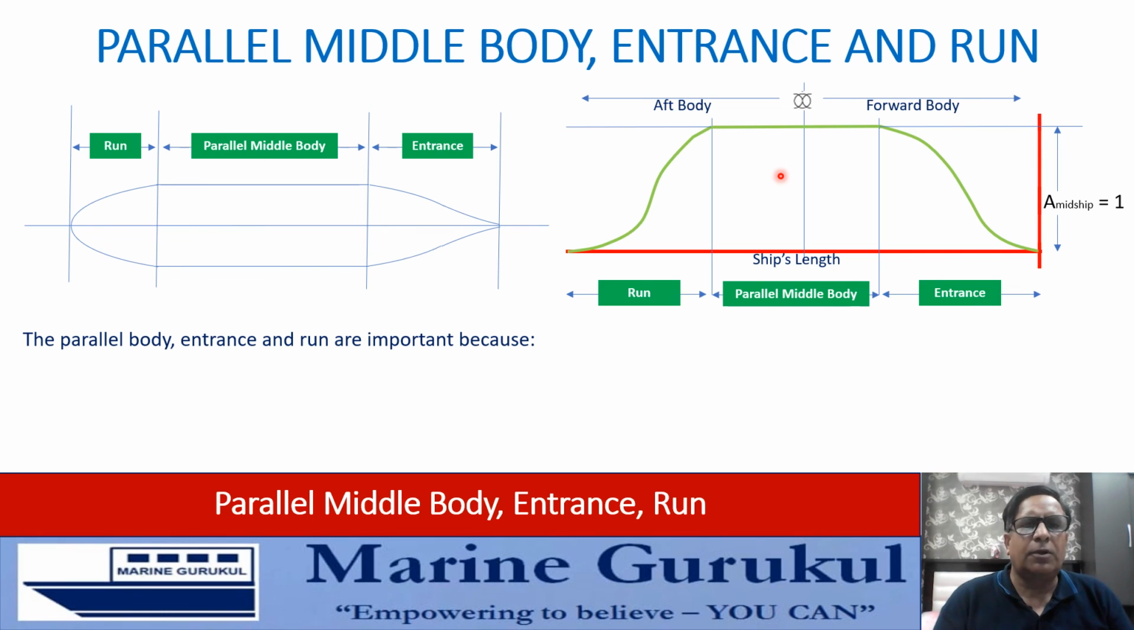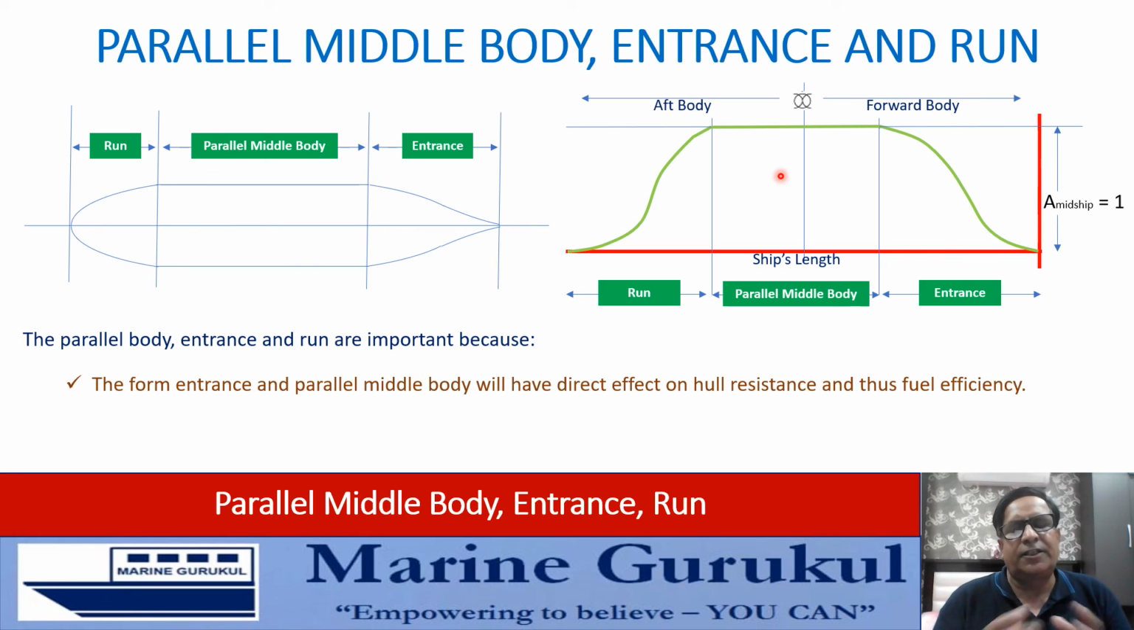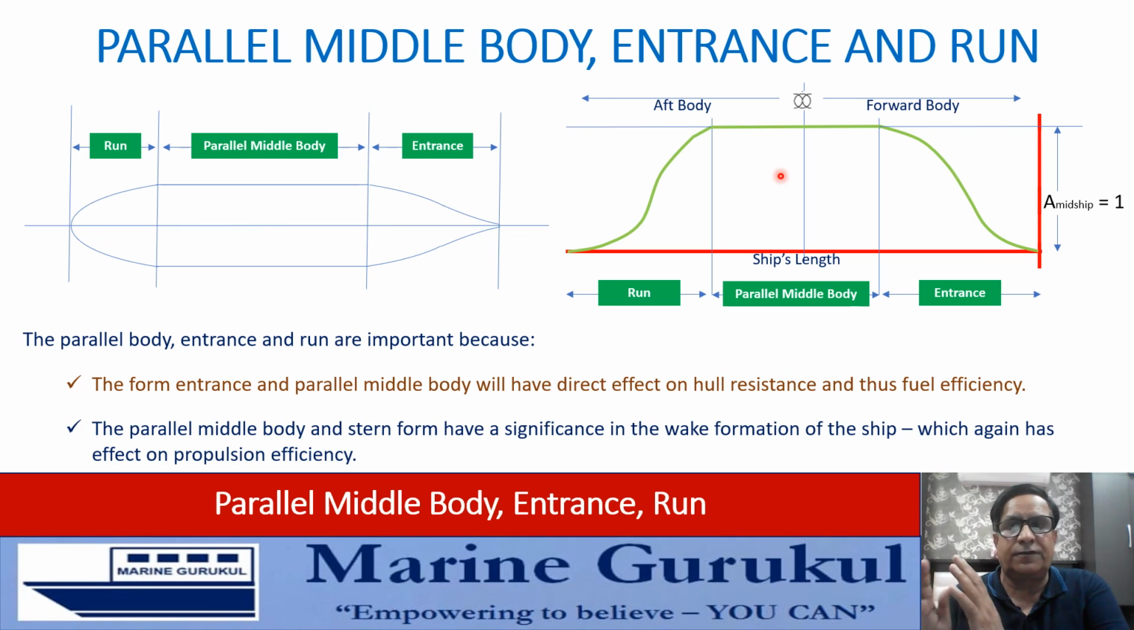Now, what is the importance of these three terms? Why are we studying them? The form of the entrance and the parallel middle body will have a direct effect on the hull resistance as the ship tries to cut through the water. And that hull resistance will have a direct bearing on the fuel efficiency. So therefore, the form of the entrance and middle body have a direct bearing on the fuel efficiency of the vessel.